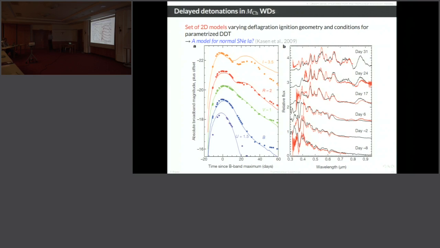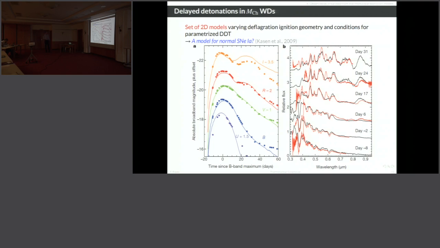So what about these delayed detonations in Chandrasekhar-mass white dwarfs? Already quite a while ago, in 2009, we published a set of two-dimensional models where we varied the deflagration ignition geometry and also the conditions for our parameterized deflagration-to-detonation transition, which was not modeled as sophisticatedly as it is nowadays. So we still had 3 parameters in this transition back then. And then Kasen computed light curves and spectra for this sequence of models.